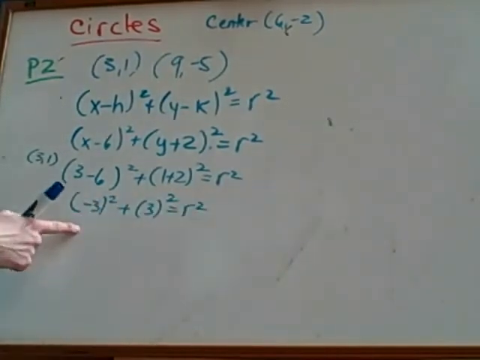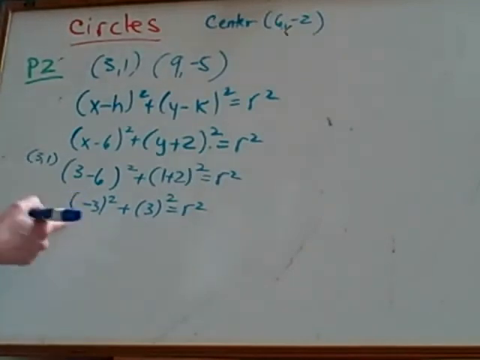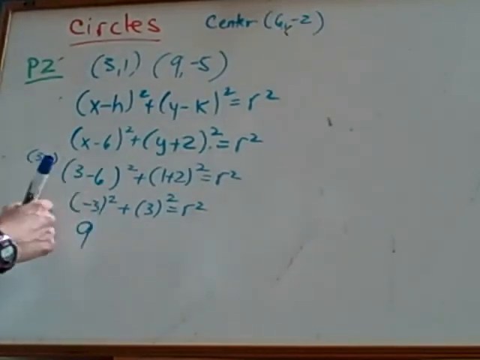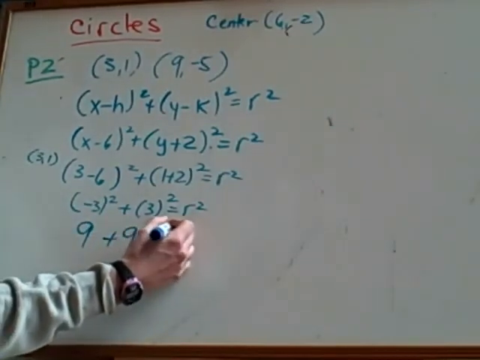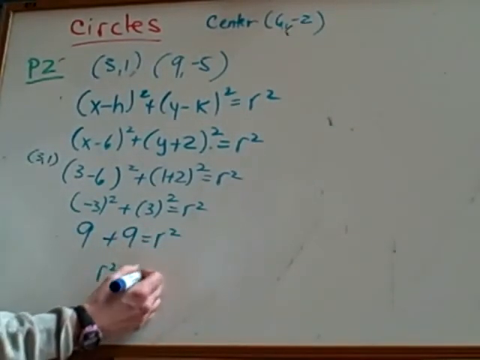Now, why would this be 9 instead of negative 9? Because negative 3 times negative 3 would equal positive 9. Correct. So that parenthesis matters, doesn't it? Yes, it does. So I end up with r squared equaling 18.